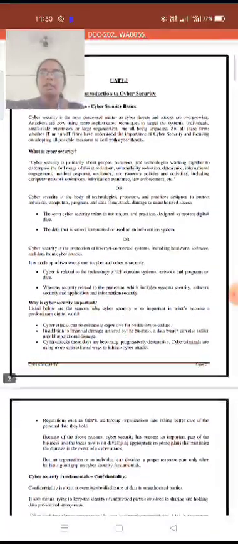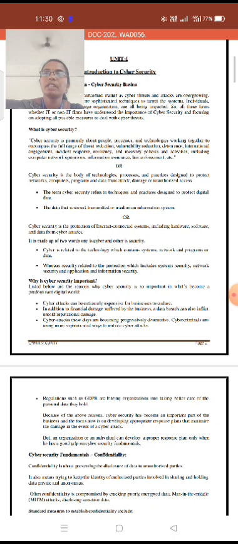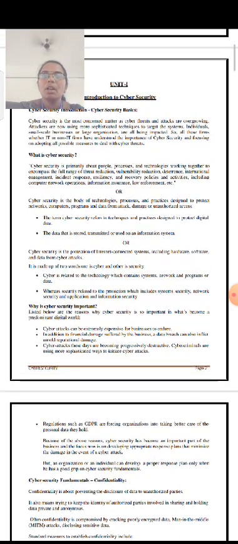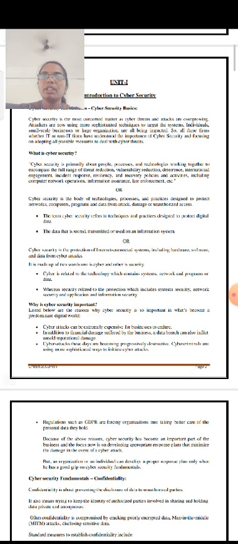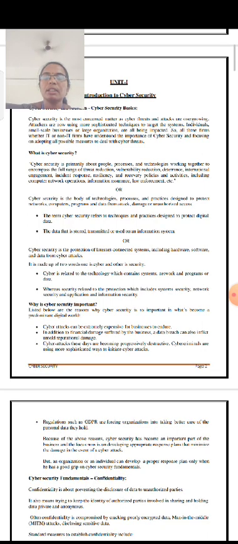Okay, fine. So cyber security is primarily about people, process and technologies working together, and it encompasses the full range of threat reduction, vulnerability reduction, deterrence, international engagement, incident response, resiliency and recovery policies and activities, including computer network operations, information assurance, law enforcement, etc. So these are the definitions for cyber security.